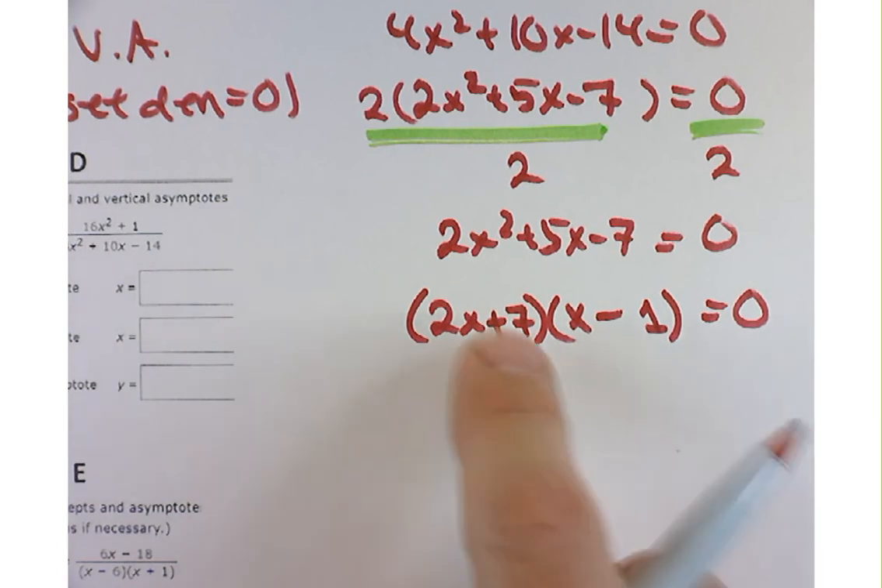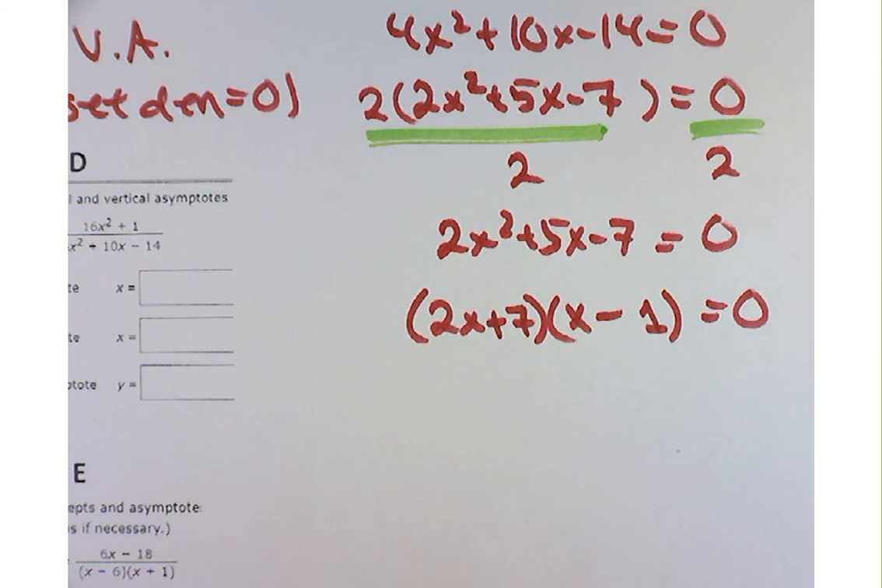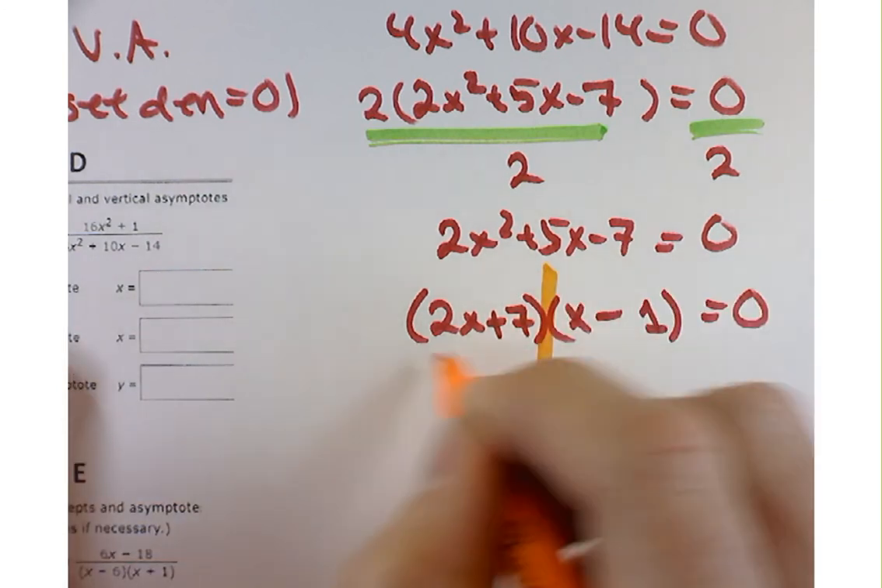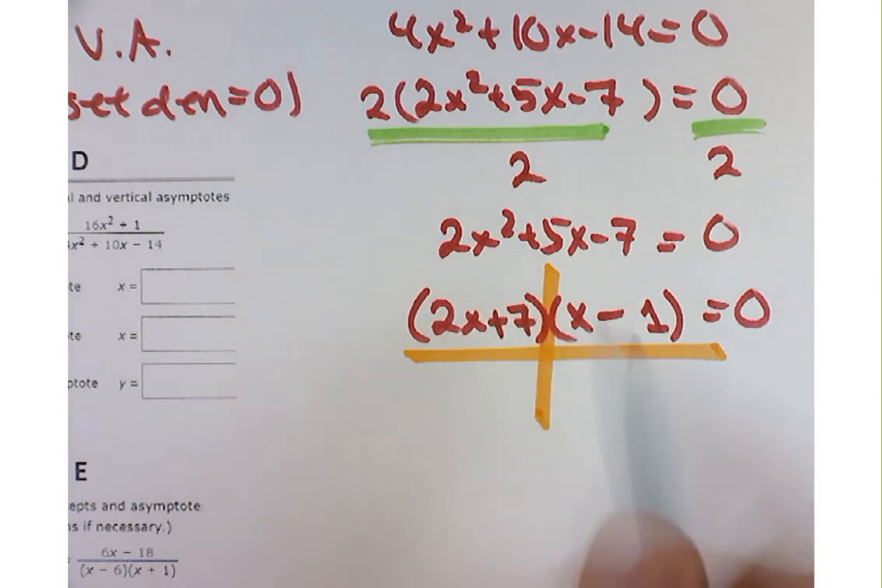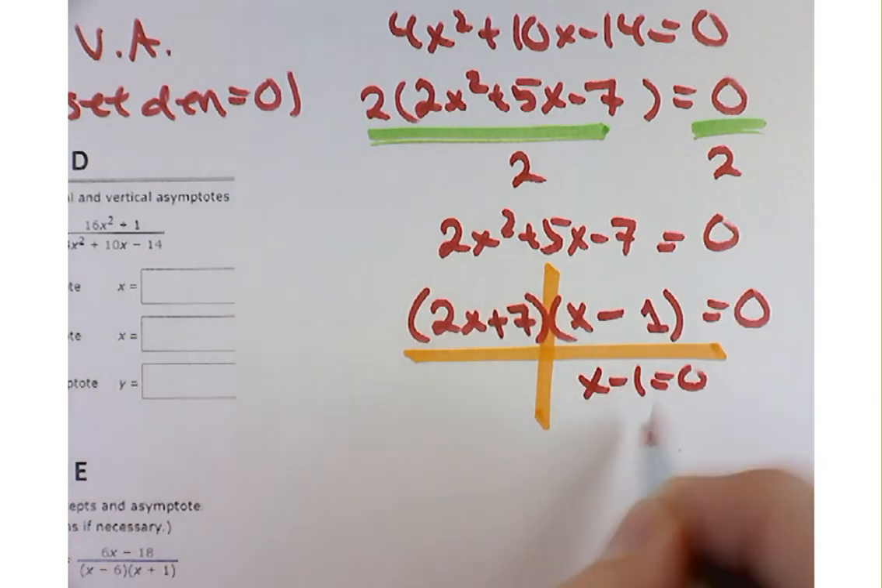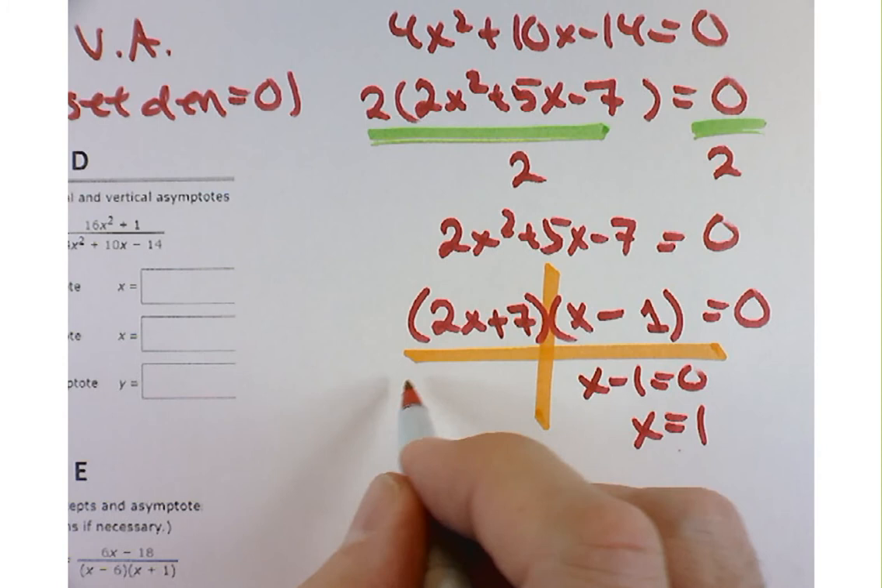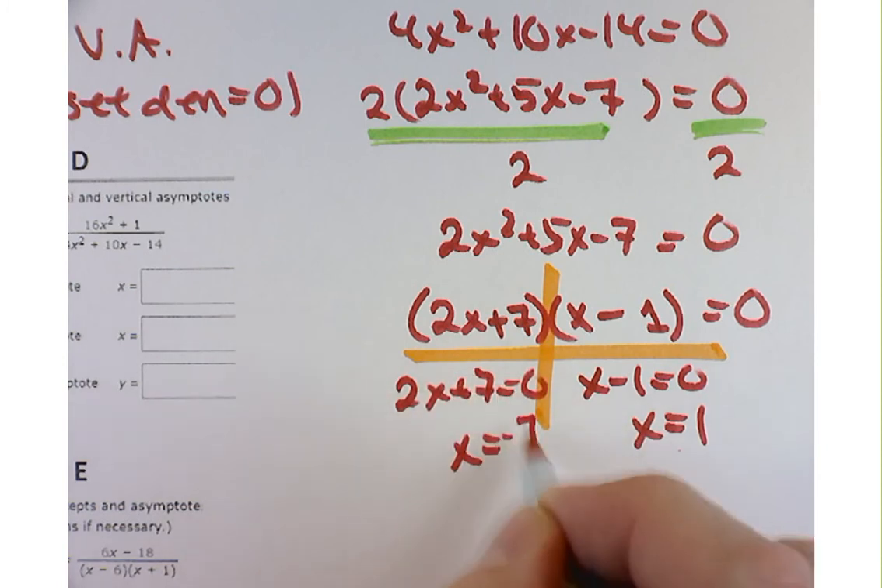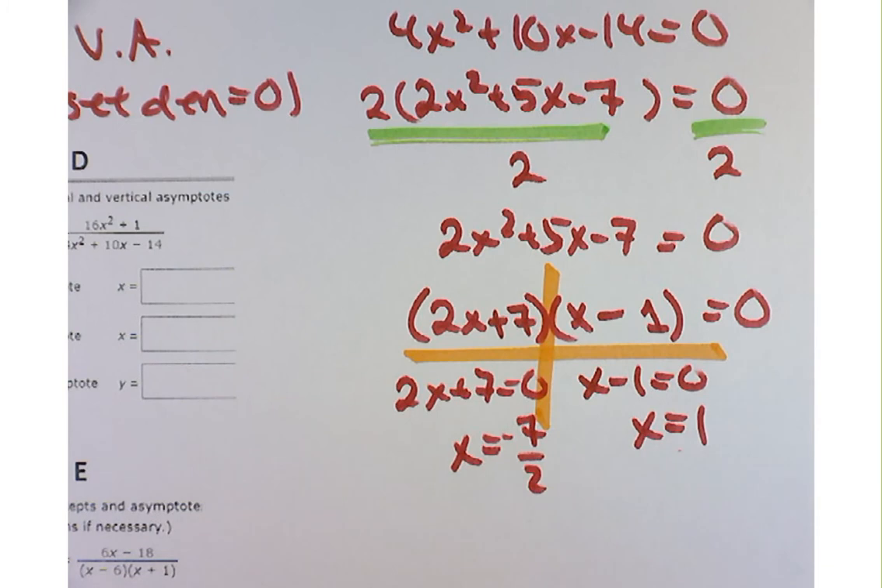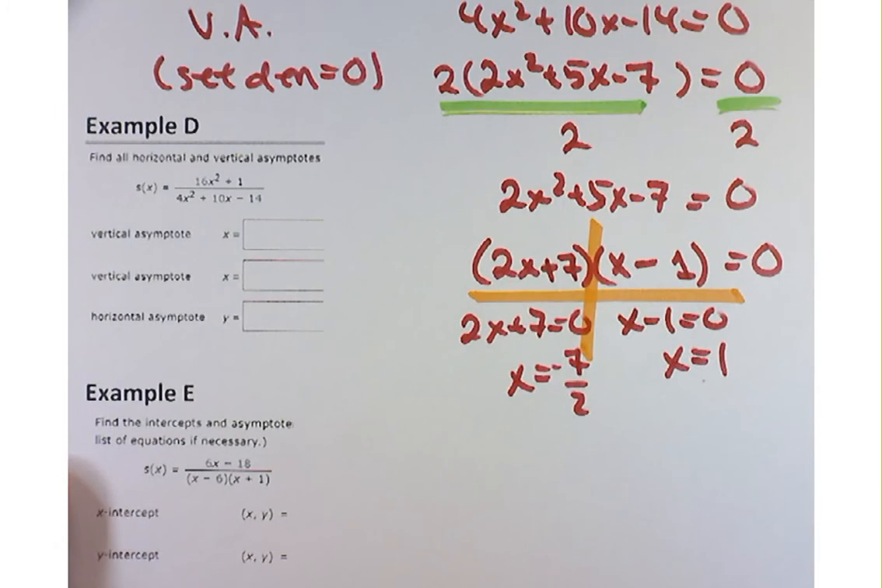So I got this times this equals 0. What are my two solutions then? Negative 7 halves and 1. Yep. So I got this times this equals 0. This means x minus 1 equals 0, or x equals 1. Here, 2x plus 7 equals 0, so x equals negative 7 halves. And that's your first two answers.